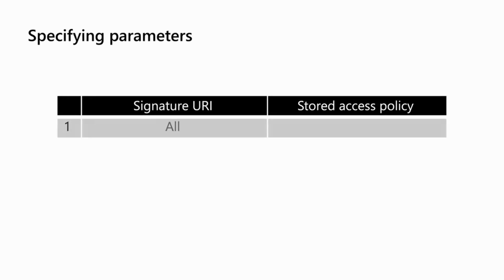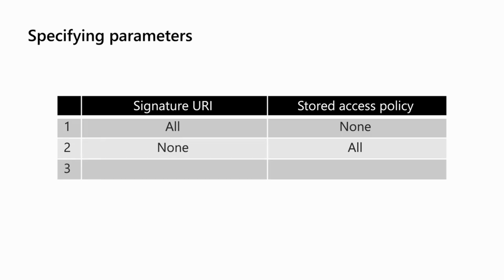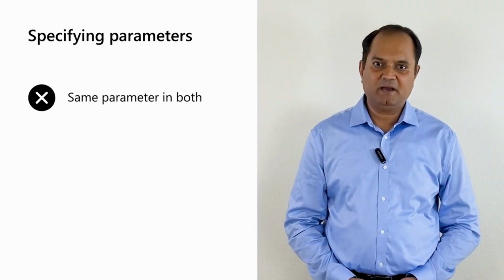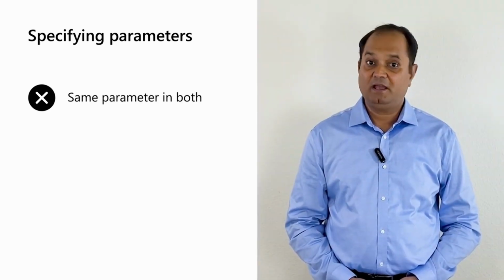You have three choices for how you specify these parameters. Firstly, you can include all the parameters in the signature's uniform resource indicator, also called URI, and not use the stored access policy. Alternatively, you can put all the parameters in the stored access policy and not include any in the URI. Lastly, you can mix parameters between the URI and the stored access policy.